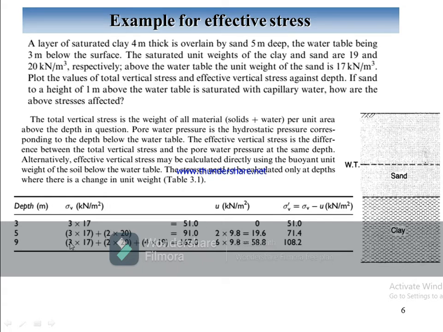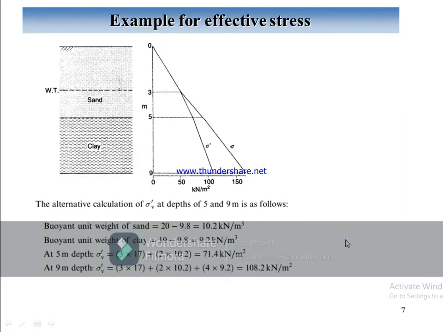Like this way we go down, we want to find the stresses at that point. The 3 multiplied by 17 is the same, and 2 multiplied by 20 is the same, and 4 multiplied by 19, to find the total vertical stress. Again, from the water table, 2 plus 4, this total is 6. 6 multiplied by 9.8, we get this one. Subtracting this value from 167, we get 108.2. So that's all about the example.